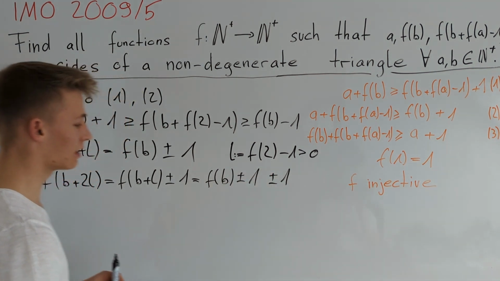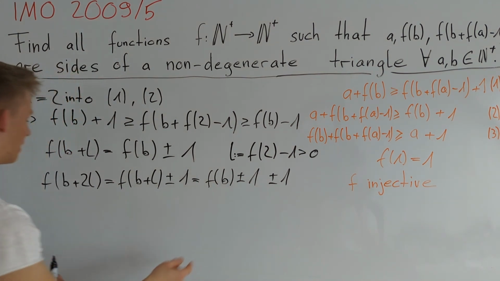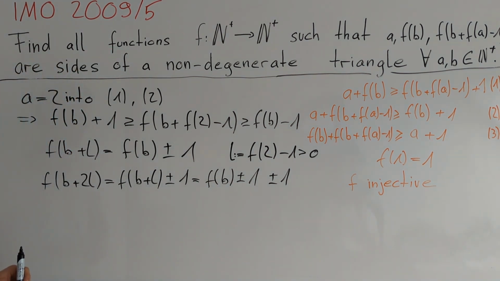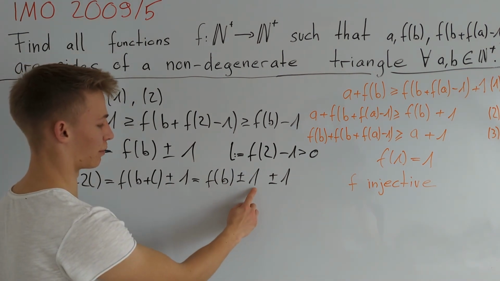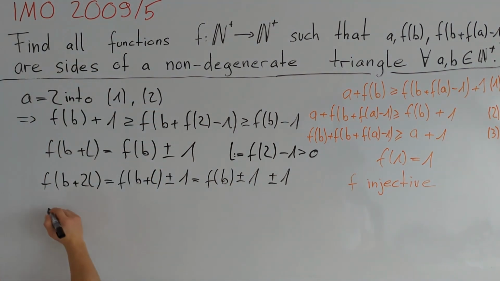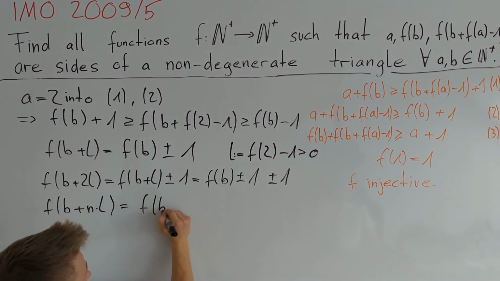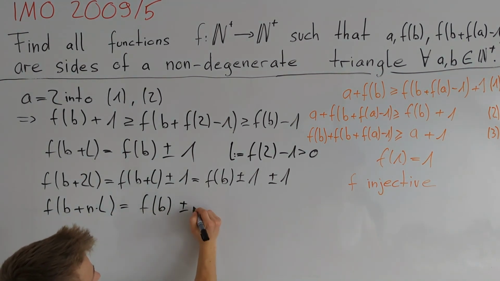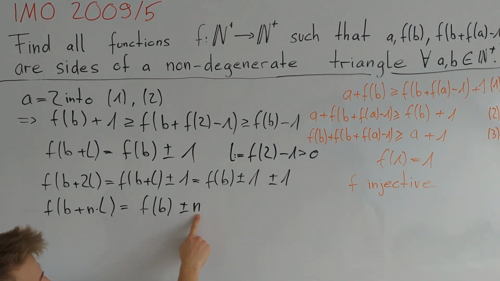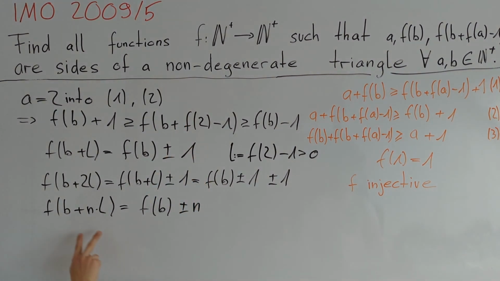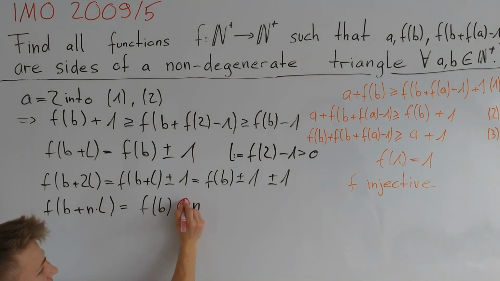If we repeat this argument, starting with some b and then always adding a plus l into the argument, we must always have the same sign in front of the 1. Therefore, we can conclude that f of b plus n times l must be equal to f of b plus minus n. But here we see that if we choose n large enough, such that n is greater than f of b, minus is not possible because we only work in the positive integers, and therefore f of b plus nl must be positive, and so only the plus sign is possible.